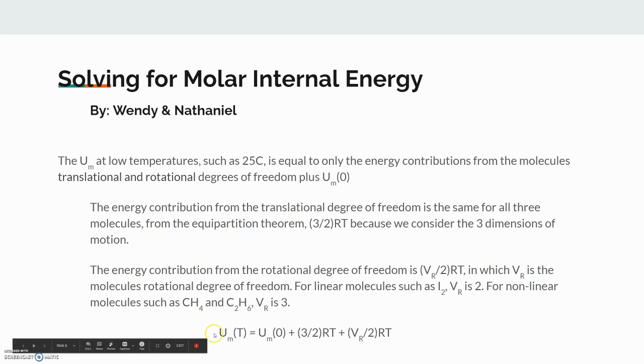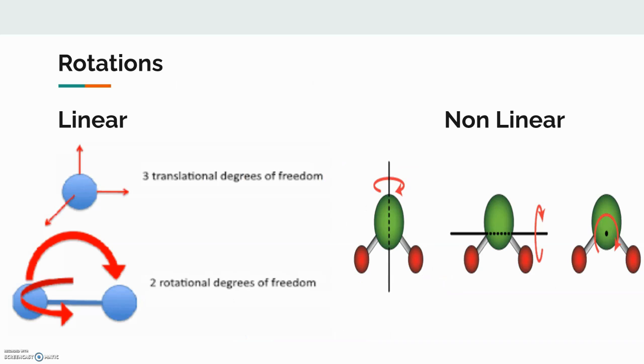For the final equation, the molar internal energy at T is equal to the molar internal energy at T equal to 0, plus the energy contribution from translation and the energy contribution from rotation. As we can see in the bottom left, the linear molecule's rotational degrees of freedom is equal to 2. That molecule can rotate about its x and y axes. And for the nonlinear molecule that looks like water here on the right-hand side, we can see that it rotates in all 3 dimensions, giving 3 rotational degrees of freedom.